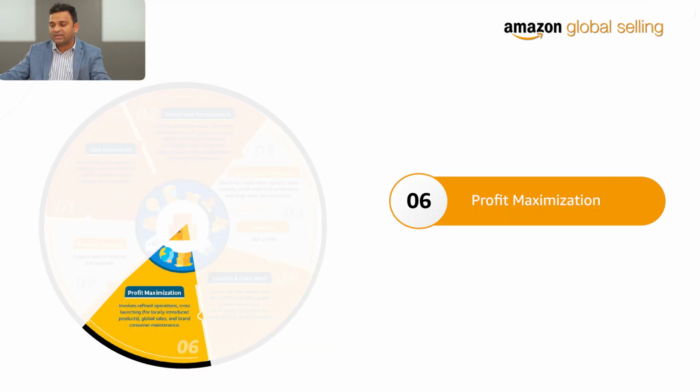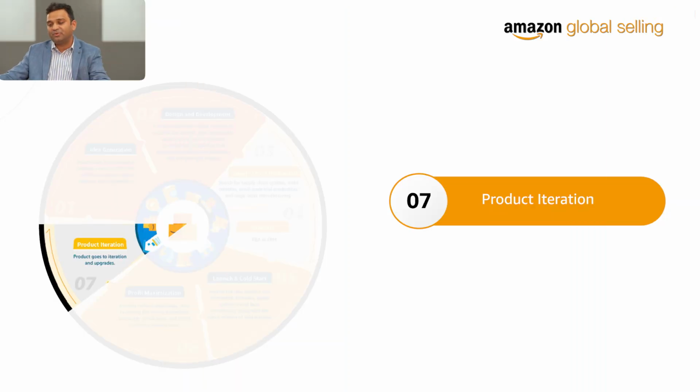Once the cold start is over, a seller can go into the profit maximization phase, where based on the input that they are receiving from the sale, they can tweak around with their product to maximize profit. These inputs keep on coming. Based on this, the seller can choose to iterate on these products and keep on improving those products so that the products are being liked by the customer throughout the product life cycle.